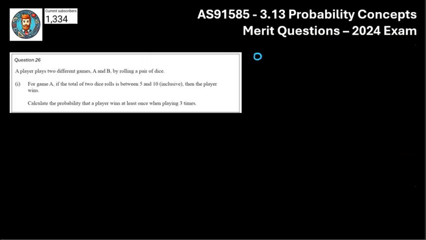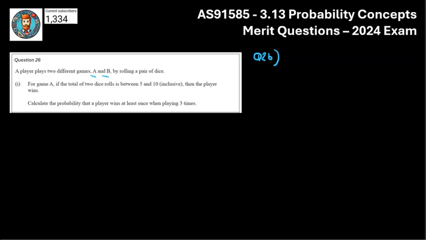So we are up to question number 26 now, and another merit question. This one was quite a simple question in terms of the text, but it was a bit trickier than it looks though. A player is playing two different games, A and B, so game B is going to be the subsequent question, so we're really focusing on game A here. For game A, if two dice rolls between 5 and 10 inclusive, then the player wins. Calculate the probability that the player wins at least 1 in 3 times.